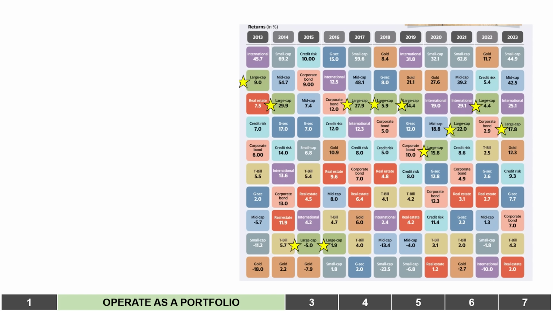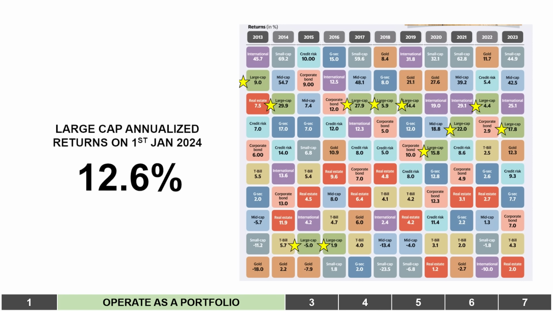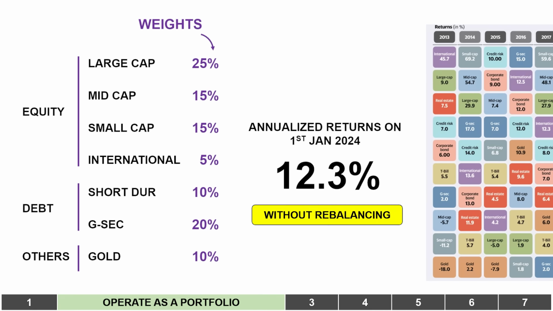To put this in numbers, if in January of 2013 I had invested my entire wealth in large caps, that is the Nifty 100, then after 11 years it would have given me a return of 12.6%. In comparison, my diversified portfolio would have delivered an almost similar 12.3% without rebalancing, and with annual rebalancing, it would have come to 12.1% but with slightly lower volatility. So while diversification and rebalancing might look like a lot more work, honestly, once you get a hang of it, it won't take you more than a couple of hours every year to get this right.